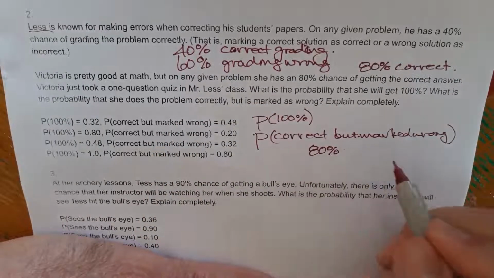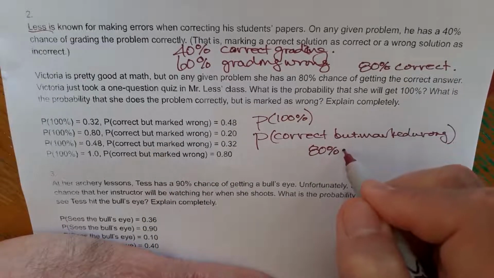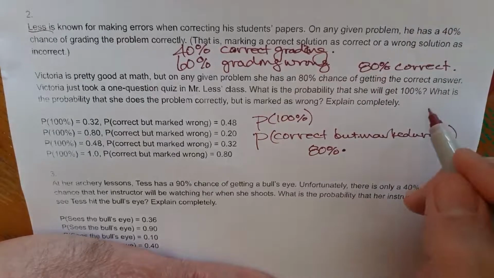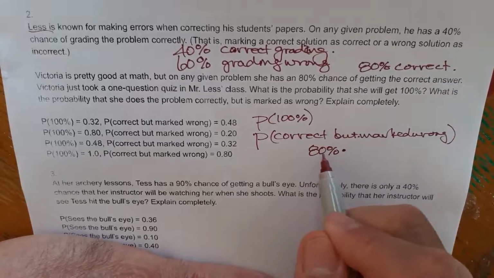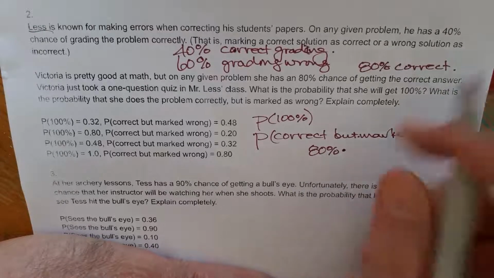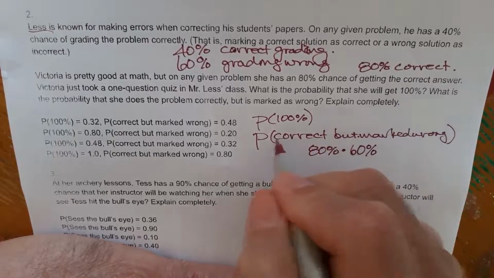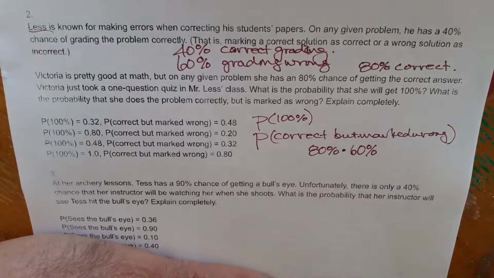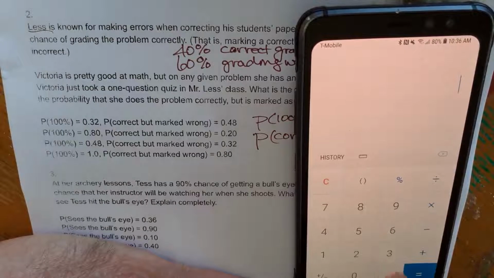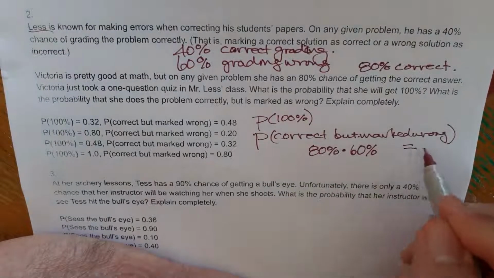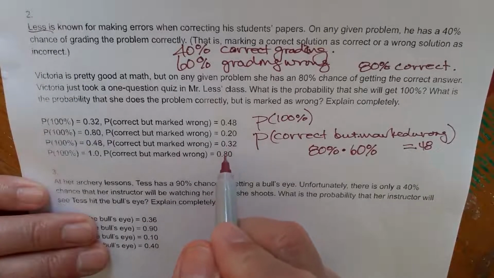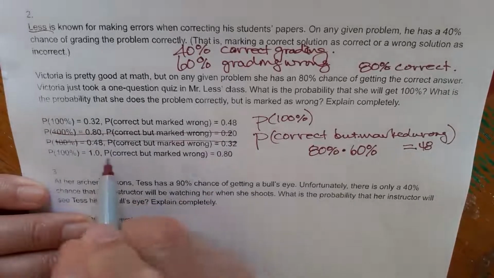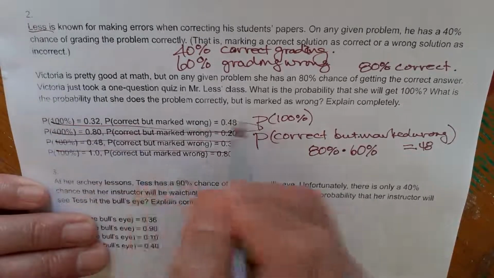So this would be times, because you have to have "and." "And" is multiply, right? Let's look back at our hint. "And" is multiply, "or" is add. So it's not one or the other. She has to get it correct, 80%, and he has to mark it wrong, 60%, right? So this probability is going to be 0.8 times 0.6, right, is 0.48. And if I look at my answer choices here, this is 0.2, 0.32, these are all out. All right? So I'm pretty sure this is it.